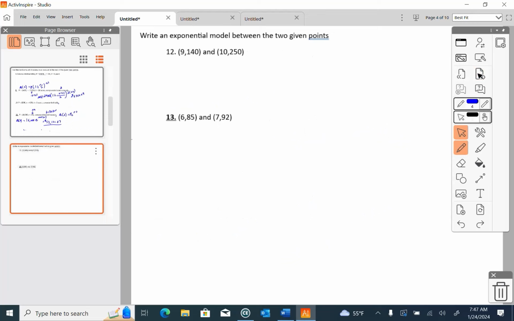All right, write an exponential model between the 2 given points. So we're going to use this form, y equals ab to the x. What we're going to do is plug in and write 2 different equations. We have 85 when x is 6. Make that b uppercase, otherwise it's going to look like a 6 itself. And we have 92 equals ab to the 7th.